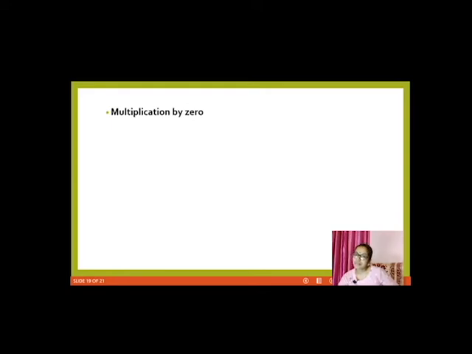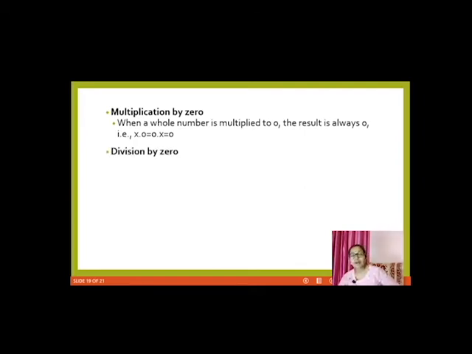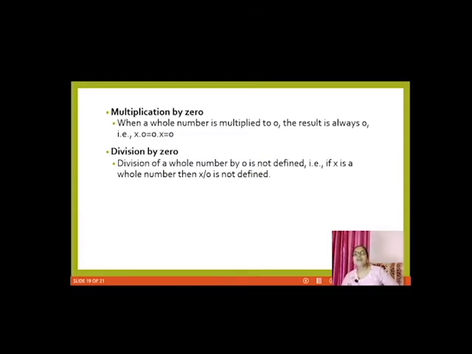What if we multiply by 0? If you multiply a number by 0, we will get 0 as the answer. But what if we divide a number by 0? A whole number, when it is divided by 0, we can say that answer is not defined. We cannot find an answer. So division of any number by 0 is not defined. So with this we have come to the end of properties of whole numbers. Now we will see and practice some questions.